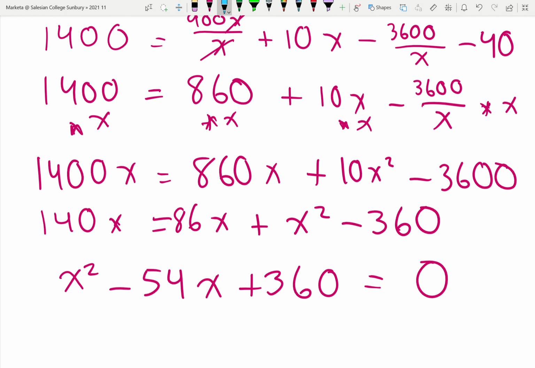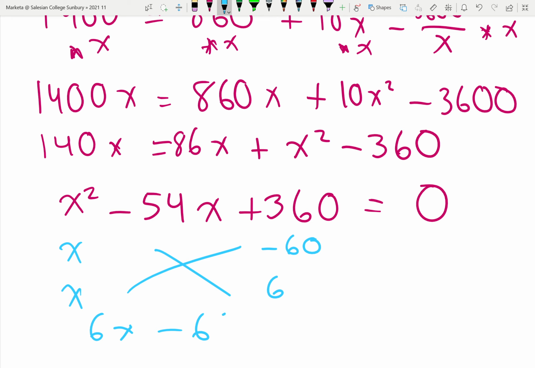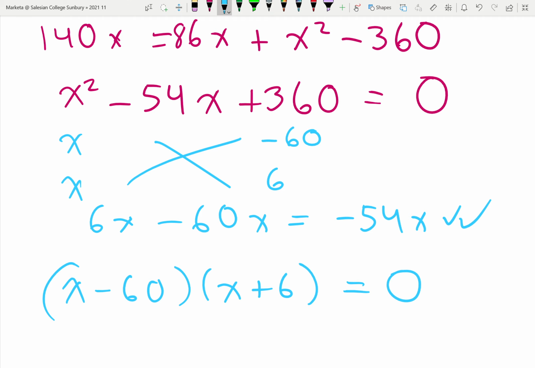And look, this is a CAS question, so you can solve with CAS, but I think it's probably quite easy to cross-factorize. So let's see, negative 60 times 6, x times 6 is 6x, x times negative 60 is negative 60x, and indeed we get negative 54x. So then, well, x minus 60 and x plus 6 equals 0. And then, well, now we can just solve those.